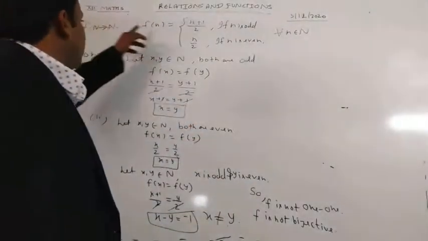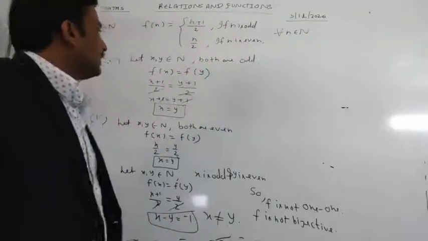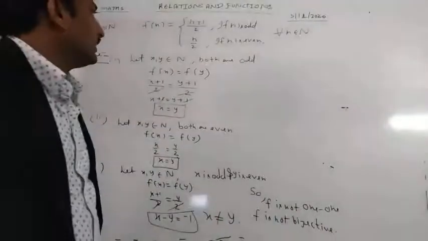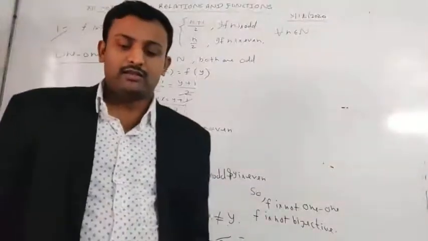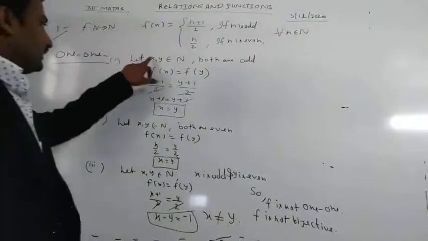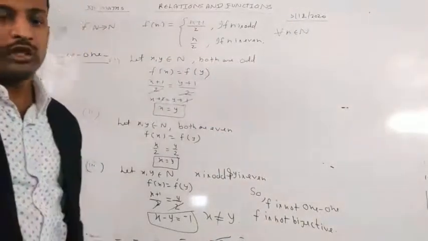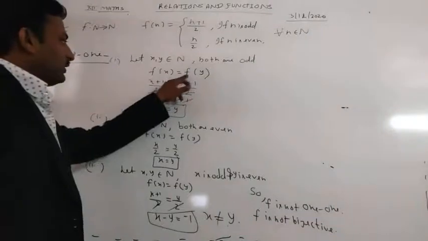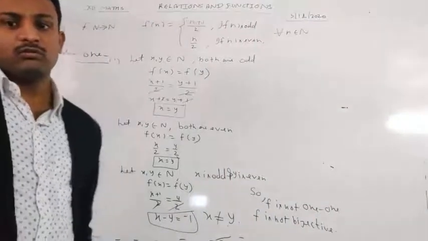In this question, our function was this, in which if n is odd, then (n plus 1) by 2, and if n is even, then n by 2. The question asks whether the function is bijective or not bijective. So we will check if it's one-one or onto. When we check one-one, we take two elements from the natural numbers N, and these two are both odd numbers. So f(x) is equal to f(y). So (x plus 1) by 2 is equal to (y plus 1) by 2. So 2 and 2 cancel, 1 and 1 cancel. So x will be equal to y from here.